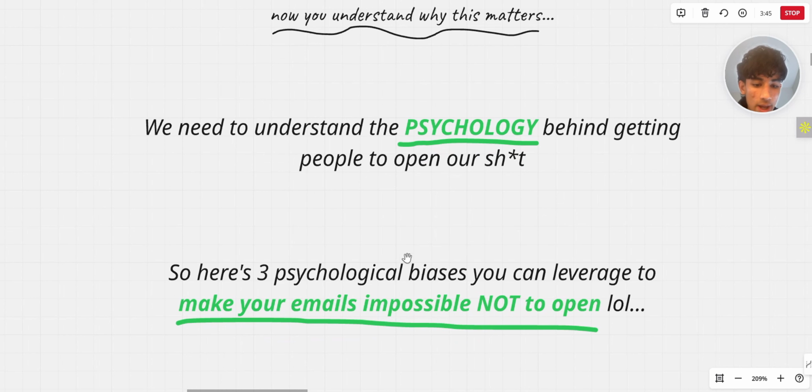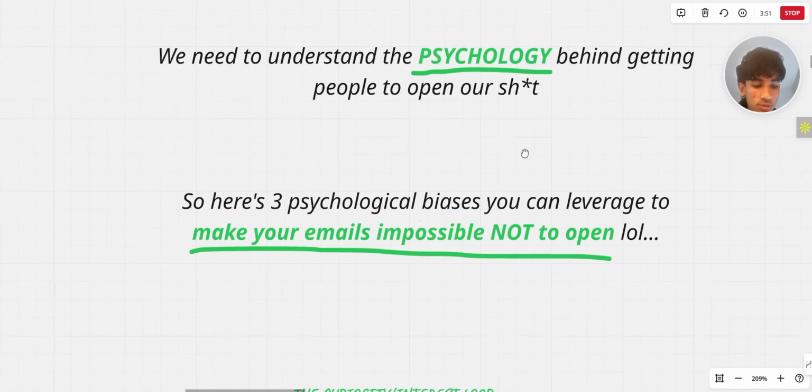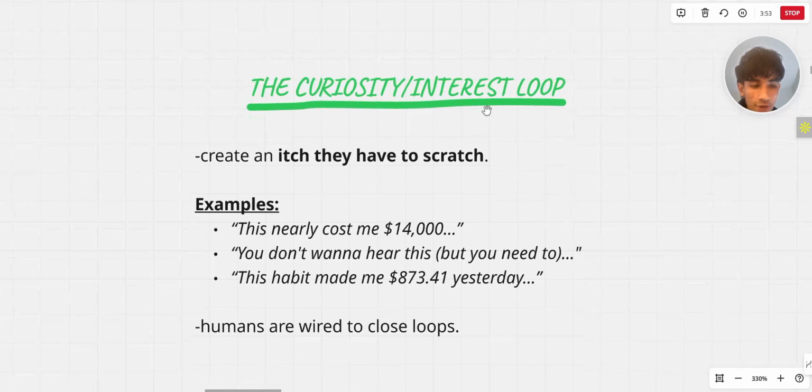So in order to do that, here's 3 psychological biases that you can leverage literally right now in your emails so that they're literally impossible not to open. The first one is what we call the curiosity or interest loop. This is essentially where you just create an itch that they have to scratch. Give them some details, but leave out a bit. Leave out a piece of the puzzle so it unsettles them.